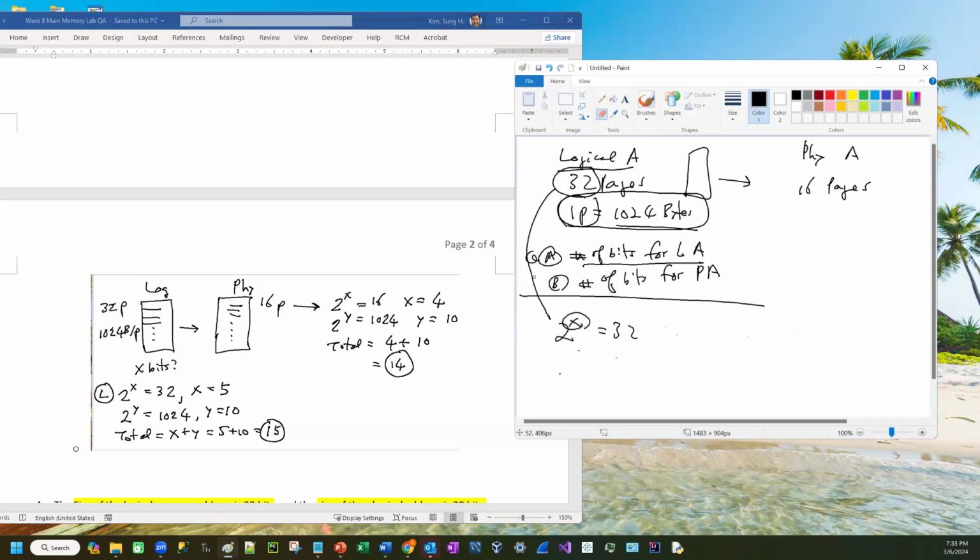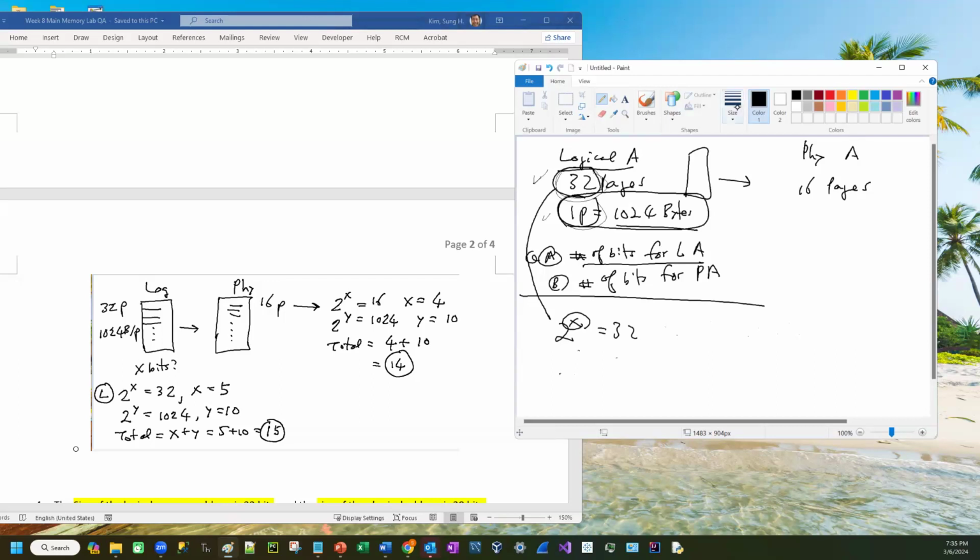So what I want to do is figure out how many bits I need for the logical address. In other words, I need bits to refer to the number of pages, and I need bits to refer to all the bytes for each page. Okay, so I need to figure out the number of bits for the pages as well as for each page. So in order to do that, if I have 32 pages, how many bits do I need?